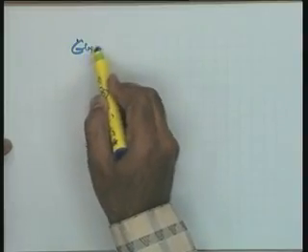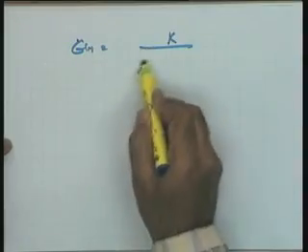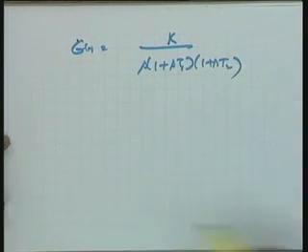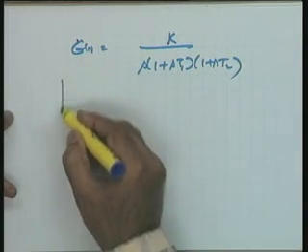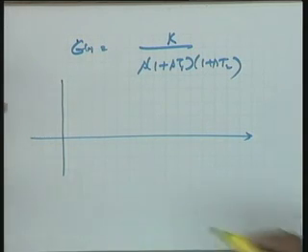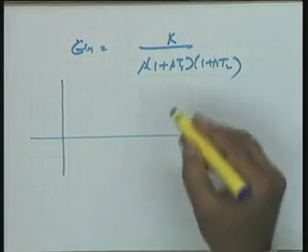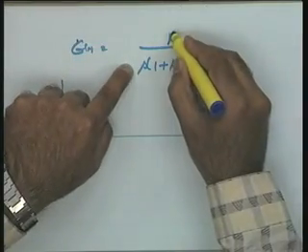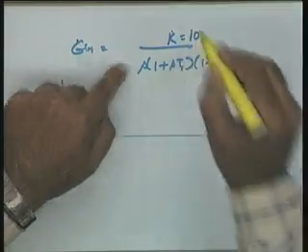Take a typical function G(s) equal to k over s into (1 plus s t1) (1 plus s t2). Please make a sketch of the magnitude plot. The magnitude plot in this case, you will help me please. How do I get started? You please see that omega 1 is the low frequency plot. Let me first take omega equal to 10, k equal to 10, typically.